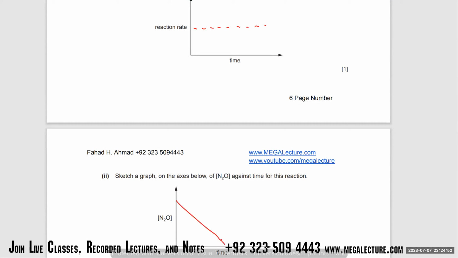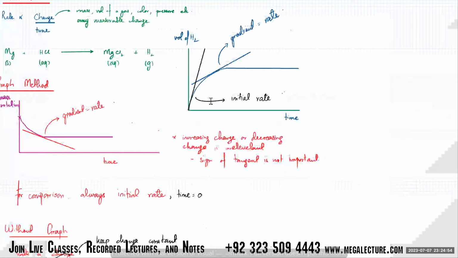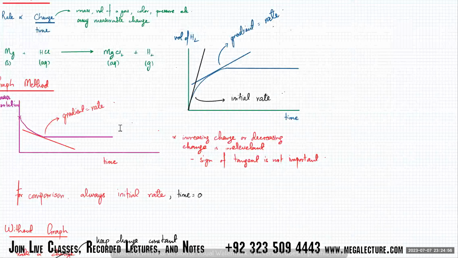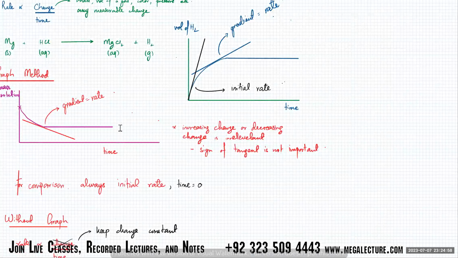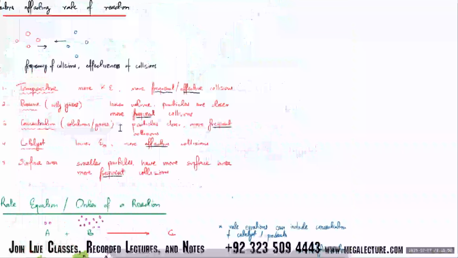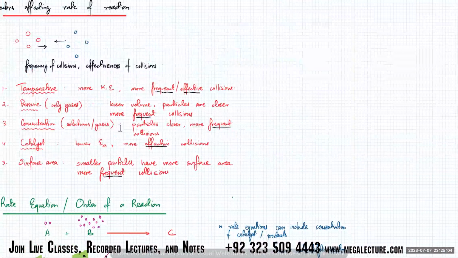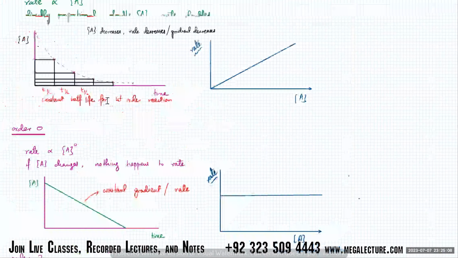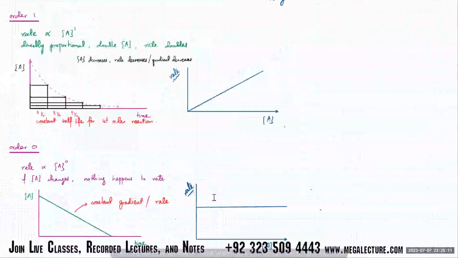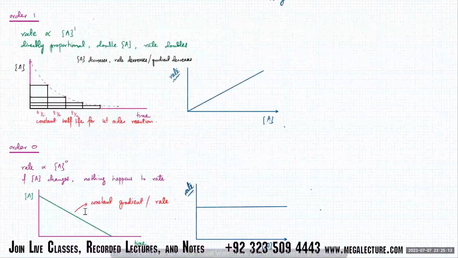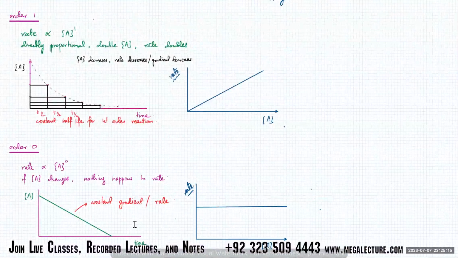So basically we did the graphs thing. It's basically this one. Zero order kinetics, right? That was order one, where the concentration decreasing will slow down the reaction. And this is our zero order kinetics, right?